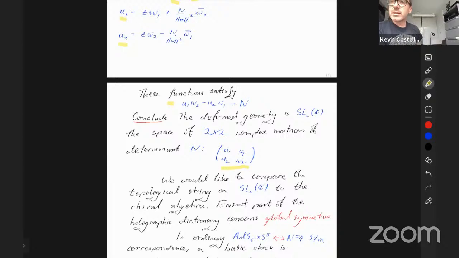Well, are there any questions about this computation? No. Okay, so our goal is, of course, to compare the chiral algebras we've been discussing to quantities built from the topological string in this deformed geometry.